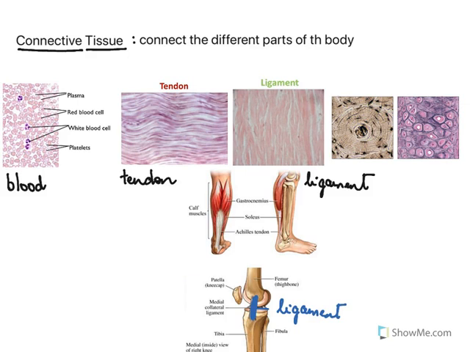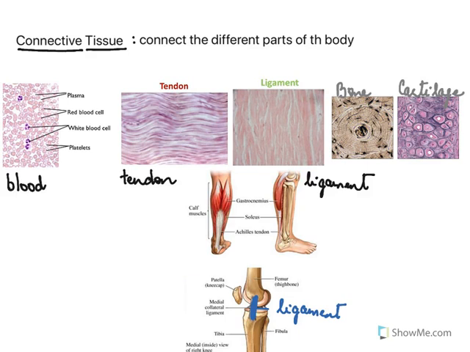And the other connective tissues are the bone, which you're very familiar with, and the cartilage. We will learn more in detail about the cartilage and the bone. So all these are different kinds of connective tissue.